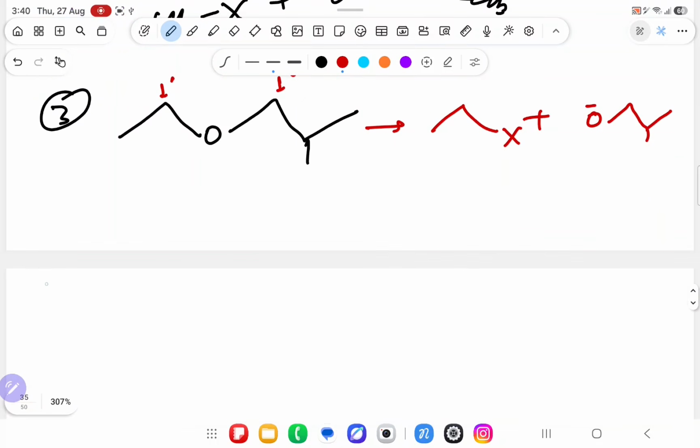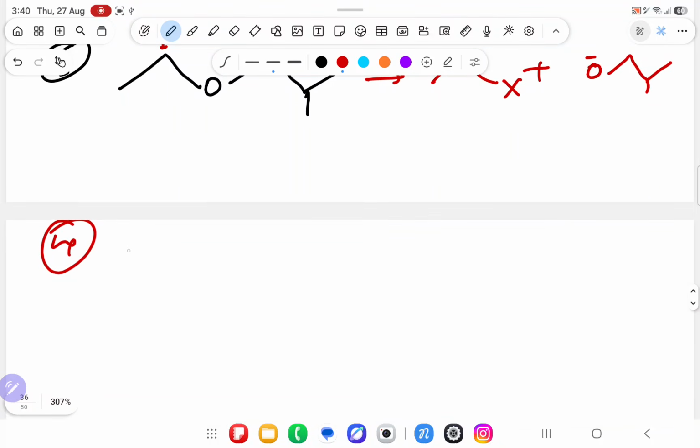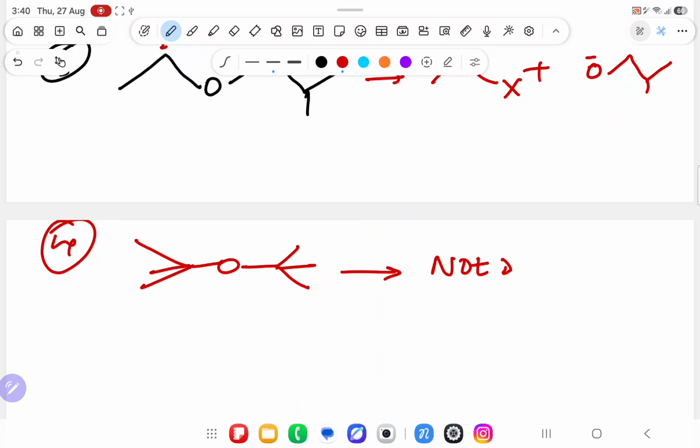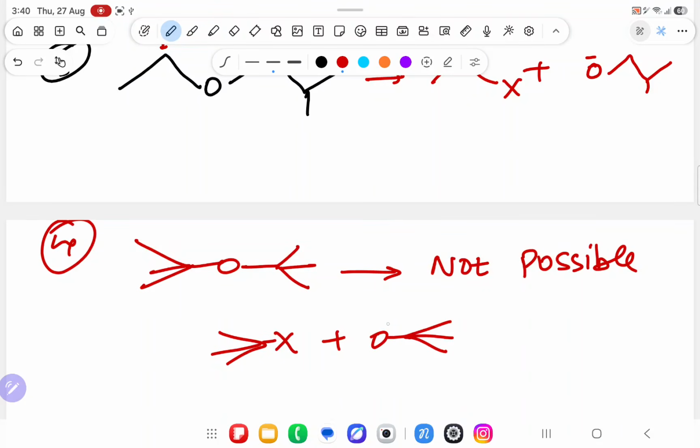Understanding? Suppose I take the fourth example. Sir, in this part, O is there with groups on both sides. Now tell me what is there. They will say no, this ether structure is not possible, because if I take anything, this will become X and the other will become O minus, and this is never ever possible because ether formation requires at least 1 degree, 2 degree at least. Ether will not form by 2 degree also. Over here it goes to 3 degree, sir.